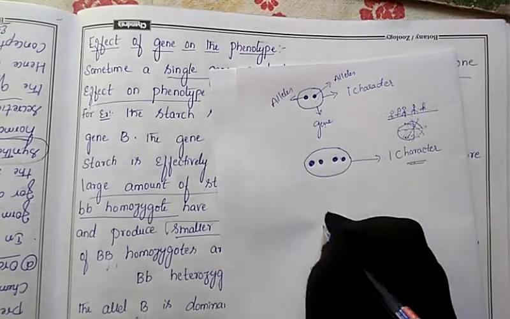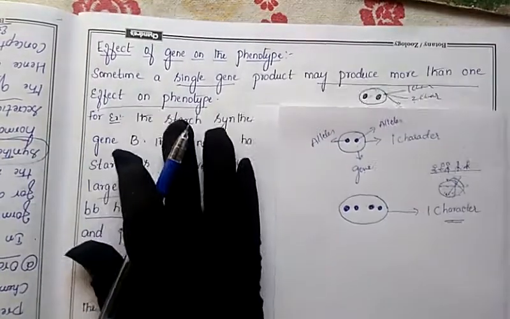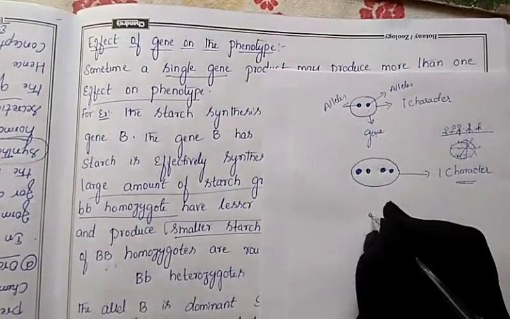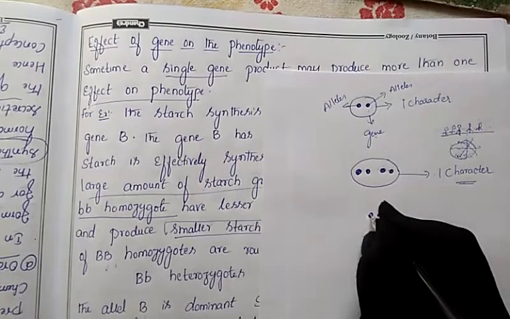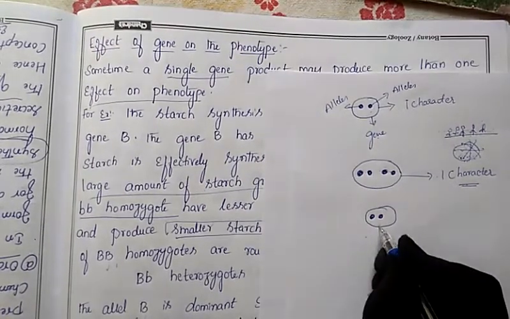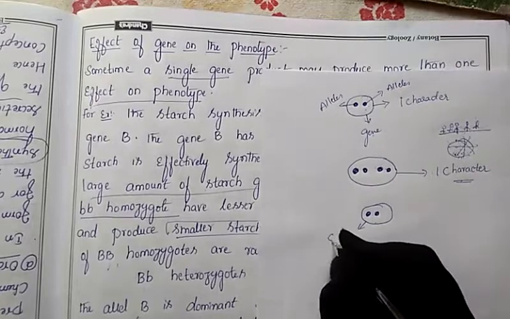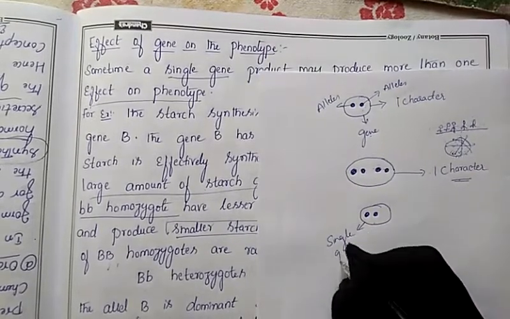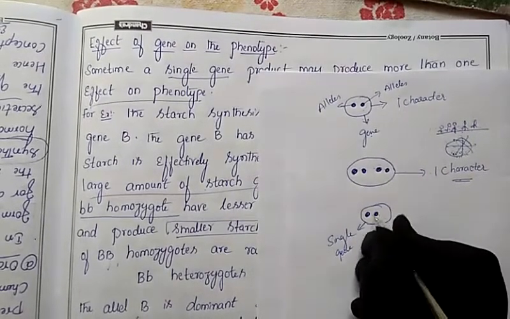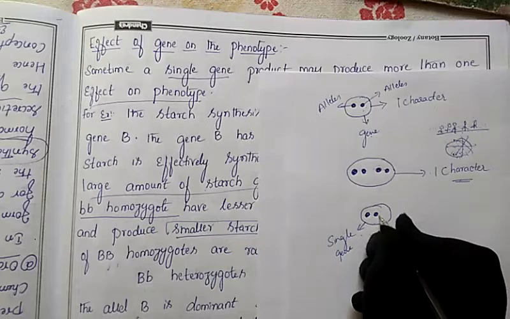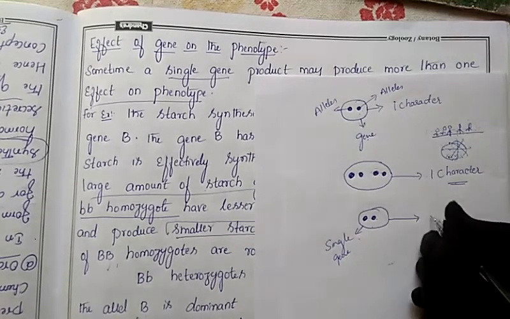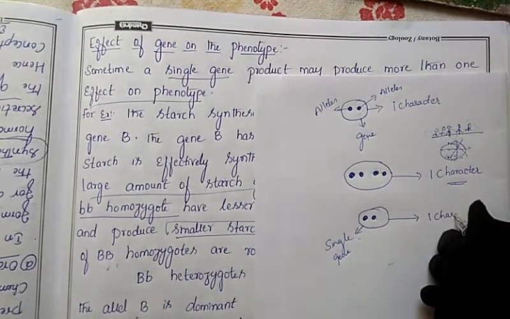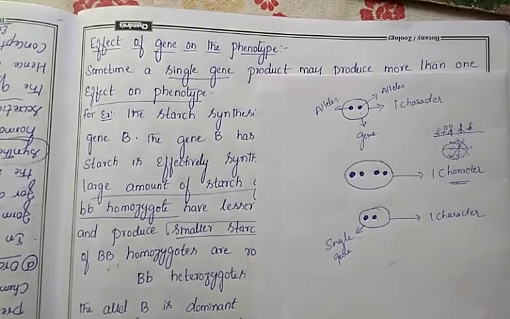Now, third, another one. Sometimes a single gene, what happens? A single gene means, you know very well, two alleles will be present. So this is a single gene. In a single gene, what does it contain? It contains two alleles. Now this single gene should perform one character.